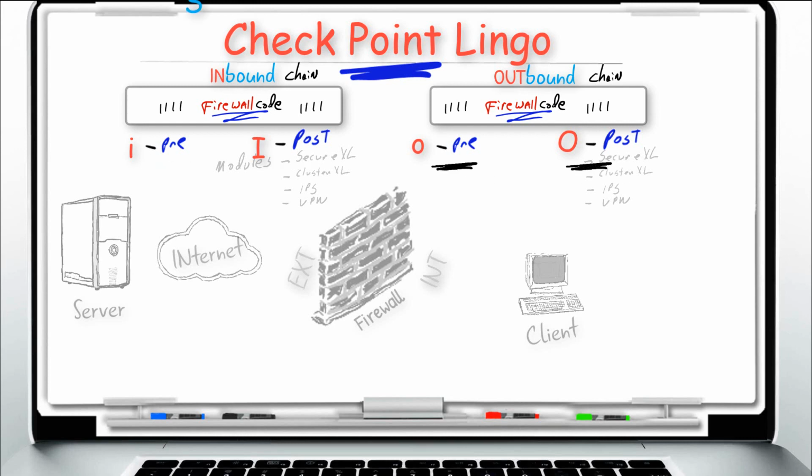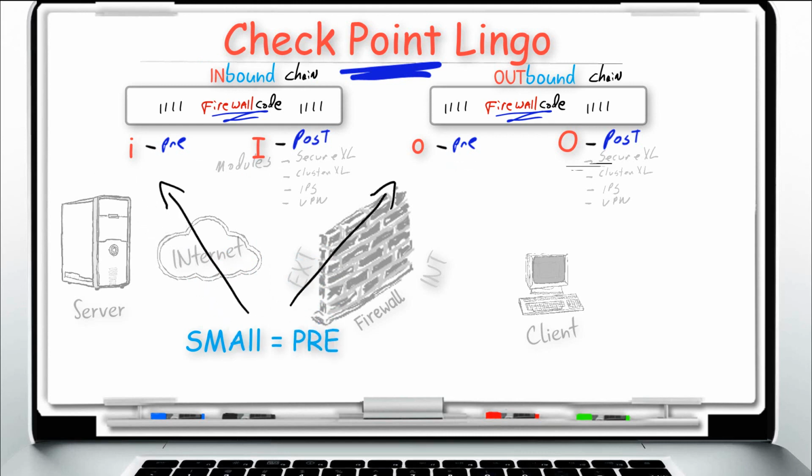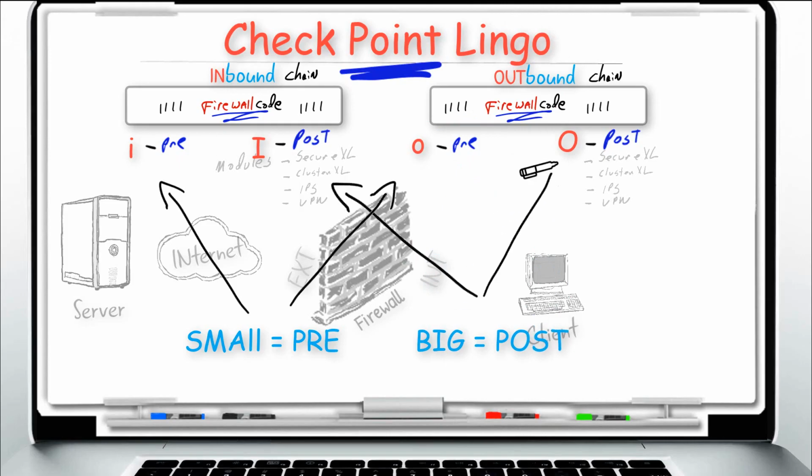So anything small is pre-firewall, like small i or small o. These inspection points are before the firewall chain module. Small i is pre-inbound, small o is pre-outbound. Anything that is big is post. Big I is post-inbound, big O is post-outbound.